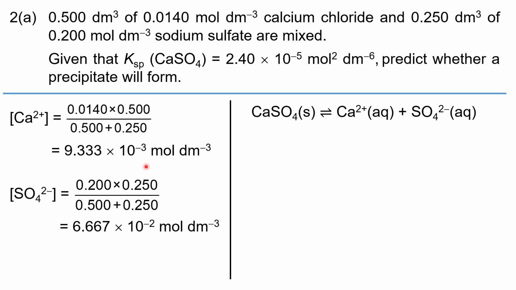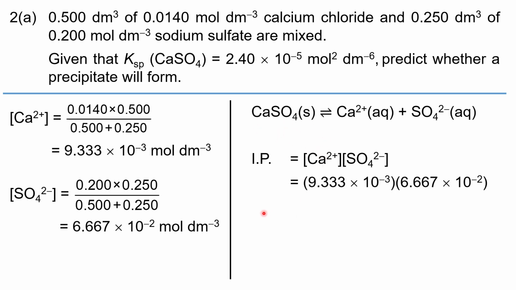Now, again, the same idea, you can use that to calculate for your sulfate. So use the concentration of your sodium sulfate, multiply by the volume you use, divided by the new total volume when you mix everything together. So the concentration of your sulfate in the mixture will now be 6.667 times 10 minus 2 moles per dm cube. Now, this is your equation to show the partial dissolving of your calcium sulfate, since this is a sparingly soluble salt. So from there, you can calculate the IP.